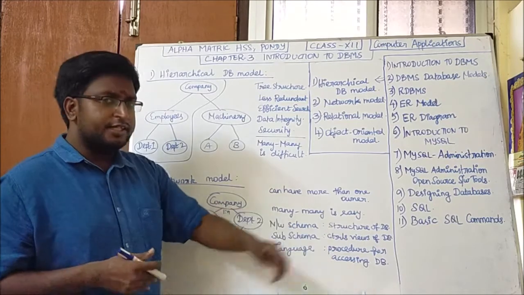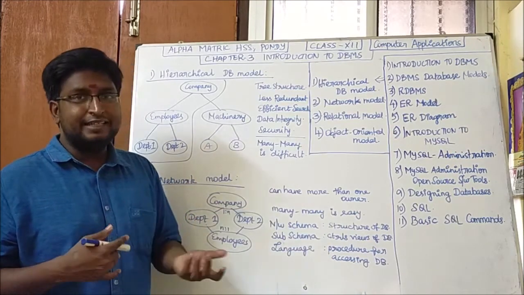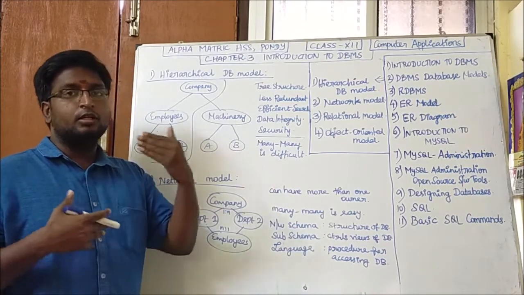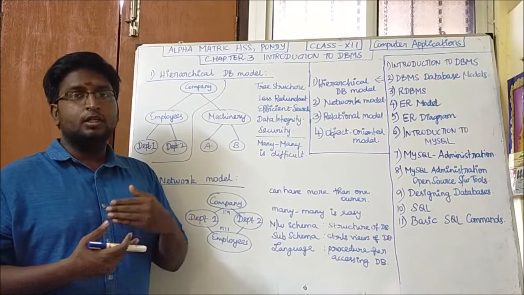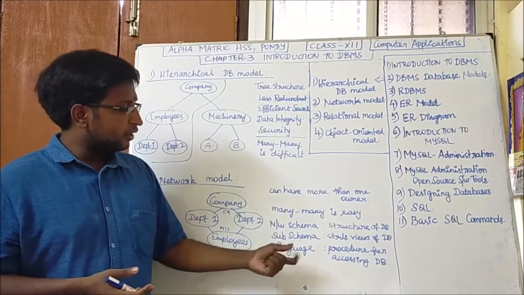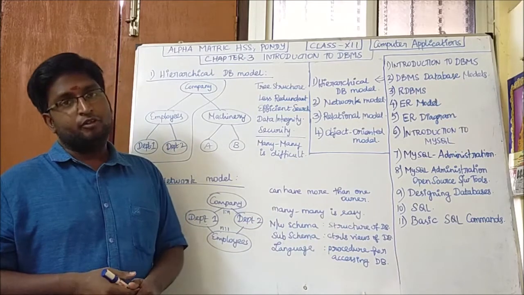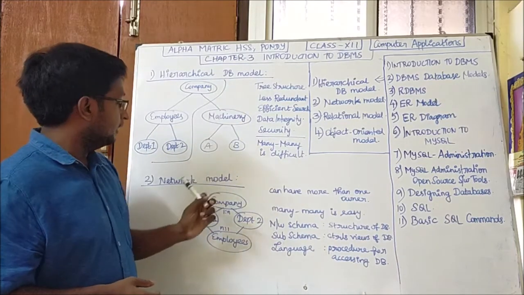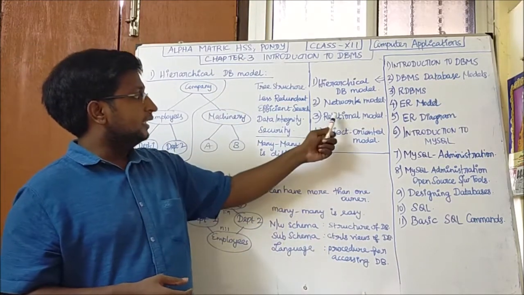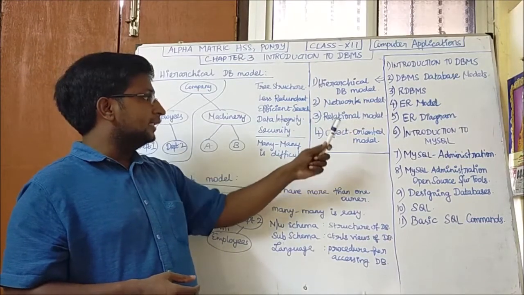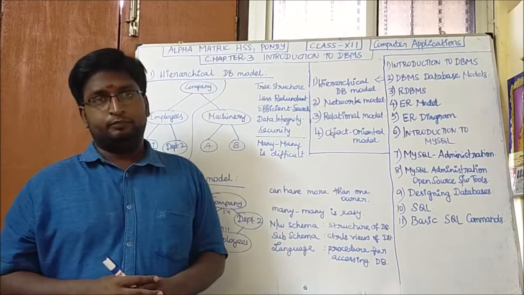The last one is the language. It is a procedure to access the database, some sort of codings or some sort of queries like that. It is a language to access the database. So this is about the hierarchical and the network model. Next we will see the relational model and the object-oriented model.